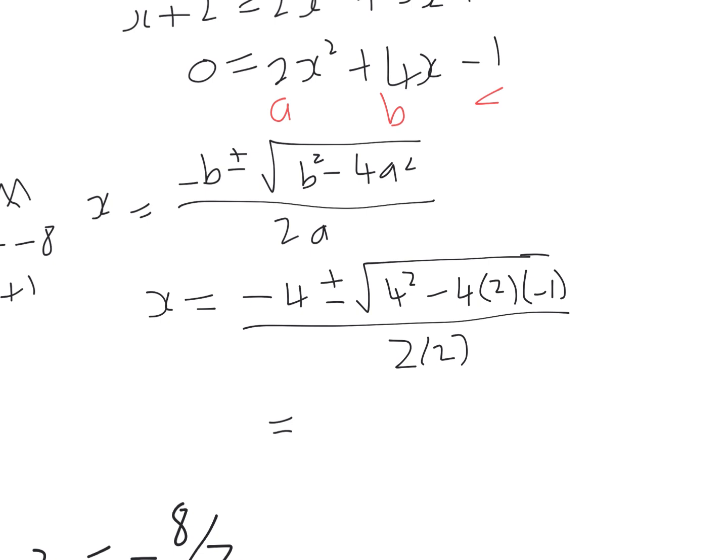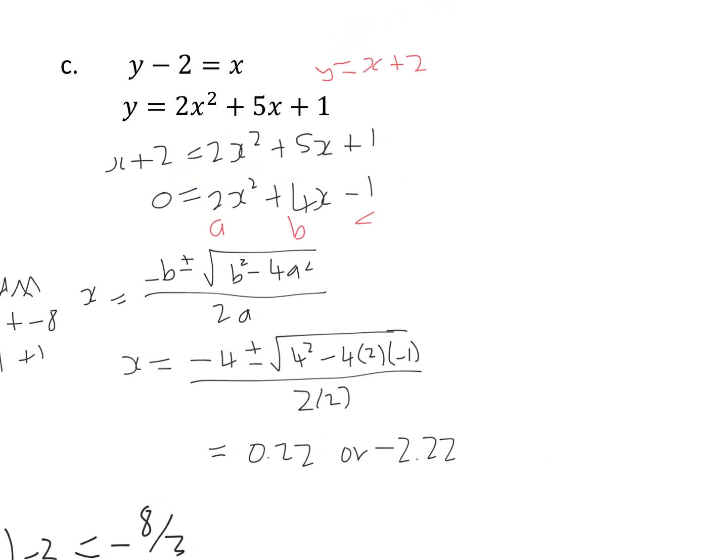Type it into the calculator with the plus first of all, and that would give you the answer 0.22 to 2dp, and then minus 2.22. So there are your two solutions for x.